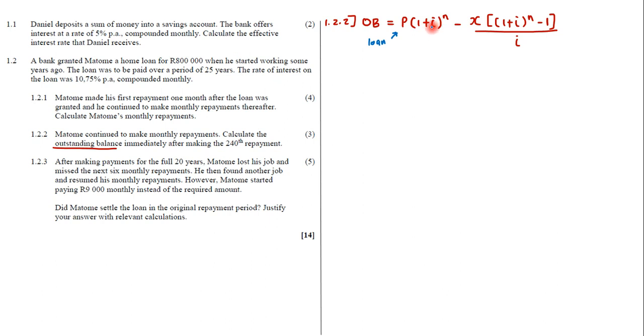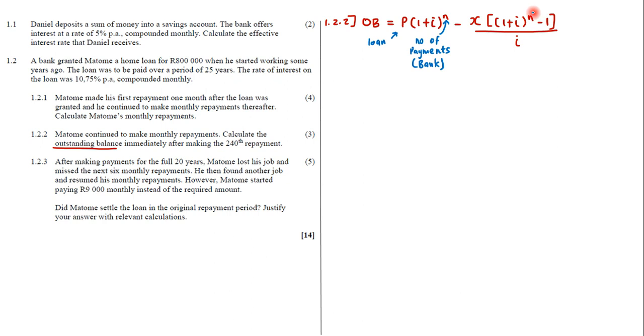Then of course, this is interest, so I won't say much. Now in N here, this is the number of payments that the bank is expecting that you should have made by now, right? So in this case, we're saying after the 204th payment. So it means the bank is expecting that Matome should have made those 204 payments, right? So these are the number of payments that the bank expected, right?